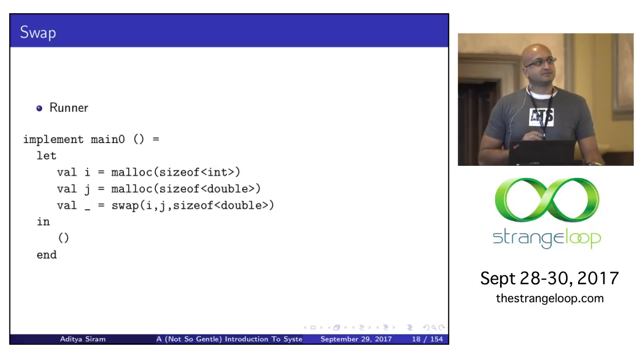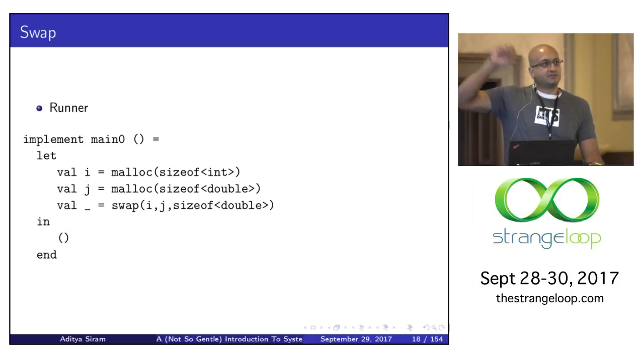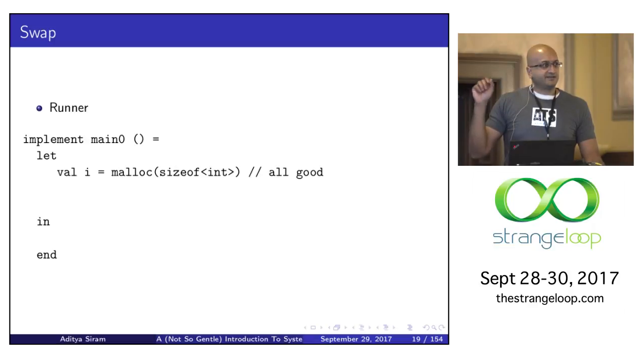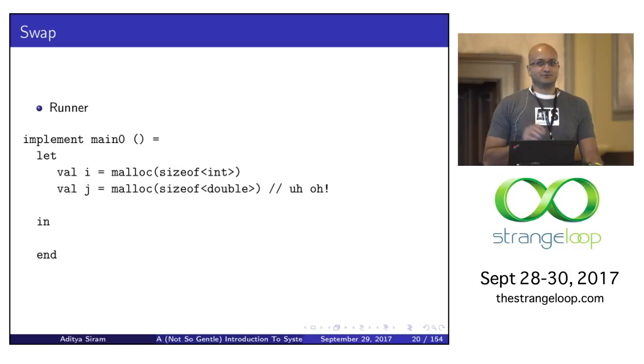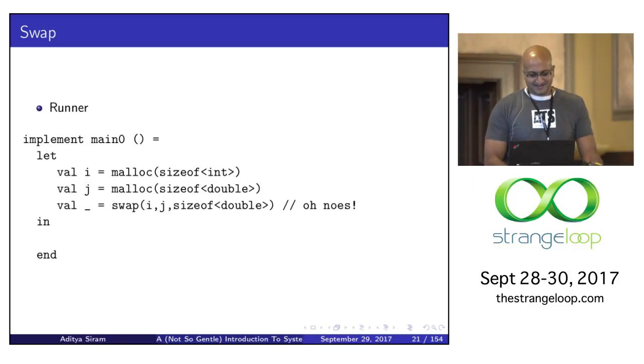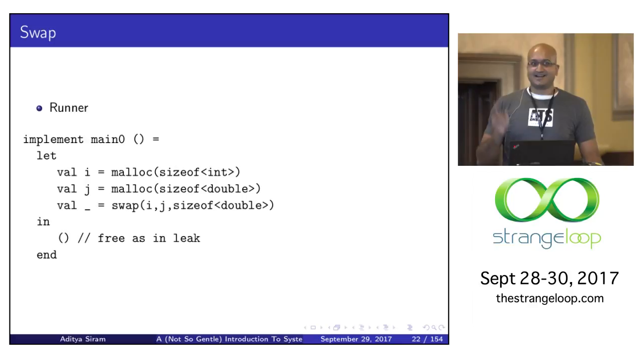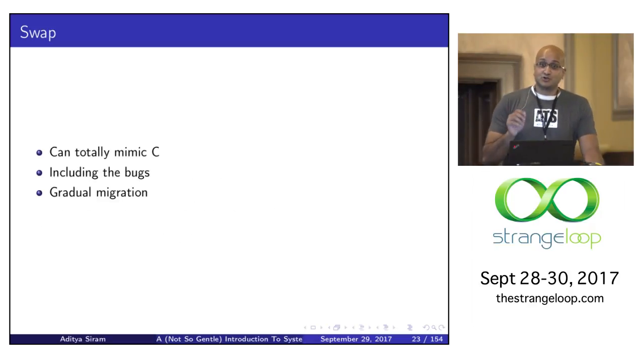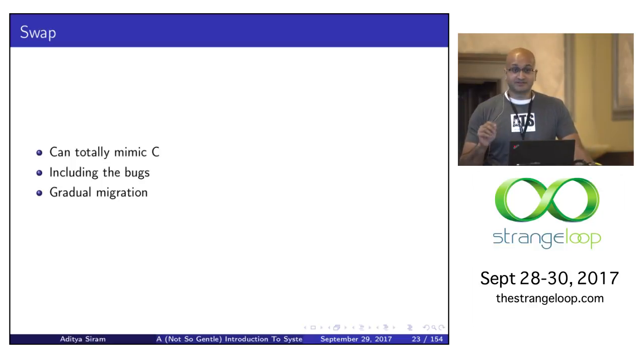And here we run it, okay? So I'm allocating a couple of chunks of memory, and I'm swapping it. Cool. Here I'm allocating an integer. All good. Lovely. Here I'm allocating a double. Ooh, that's not good. And here I'm calling swap and telling it that both things are double. That's super not good. And I'm not even cleaning up, right?